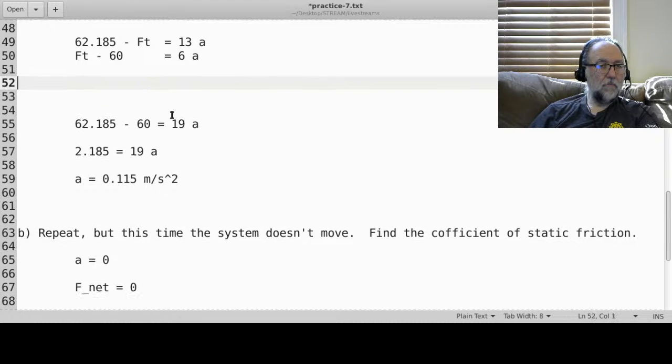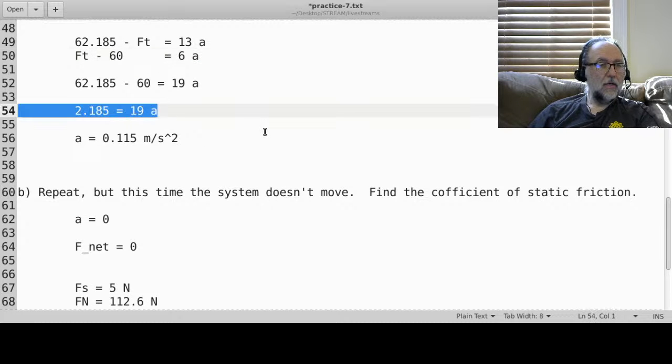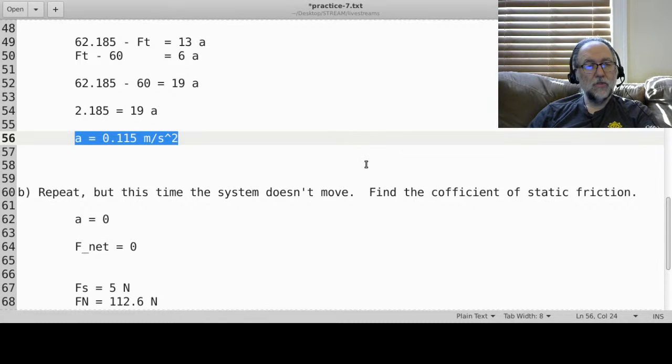What we get now is 2.185 is equal to 19A, or that A is equal to 0.115 meters per second squared. So it's very small, but there is some acceleration downhill.